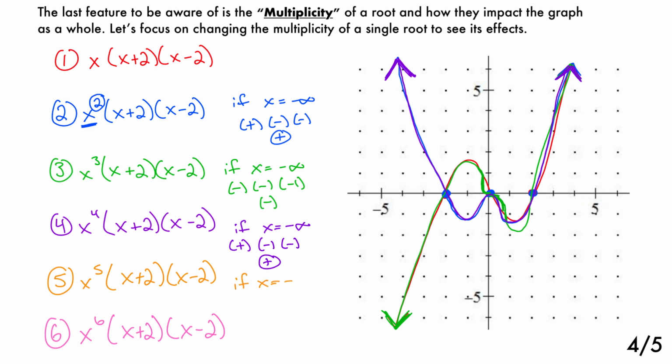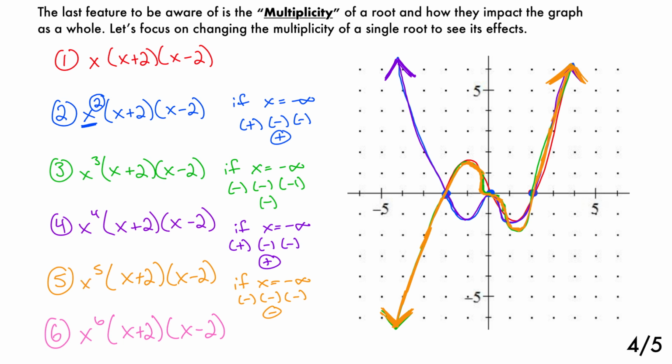If x is equal to negative infinity, you would get a negative times a negative times a negative, which would produce a negative value. So it will start negative and it will still end positive. And now this function is going to go through the first dot, turn around. It's going to act like it's going to go through the second dot and behave just like the green function. Turn around, go through the other x-intercept, and end the same way.